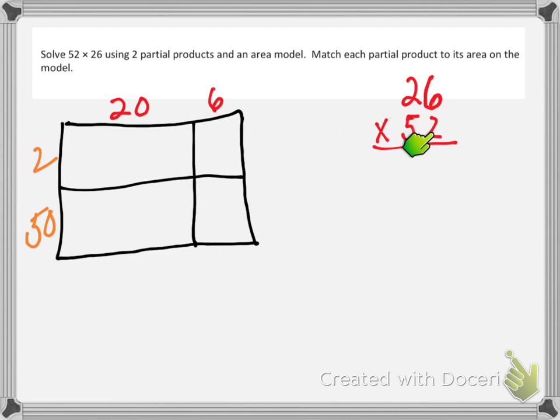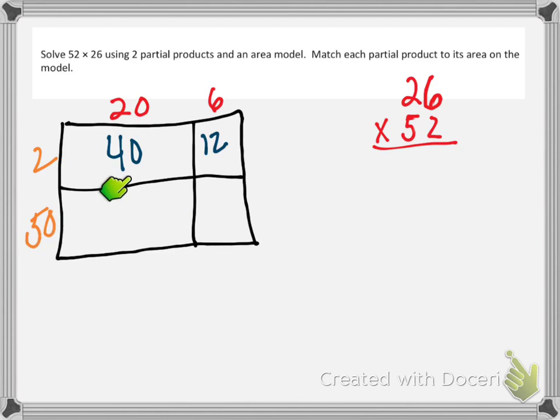So we're going to start with 2 times 6. 2 times 6 is 12. Now we go to 2 times 20 becomes a 40. Then over here we go 50 times 6.